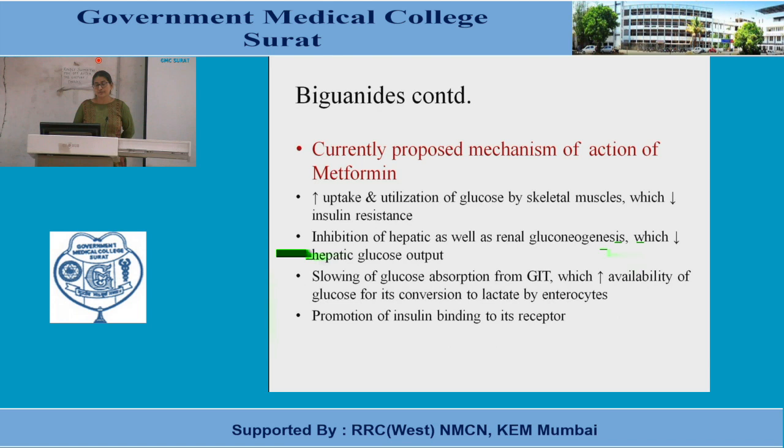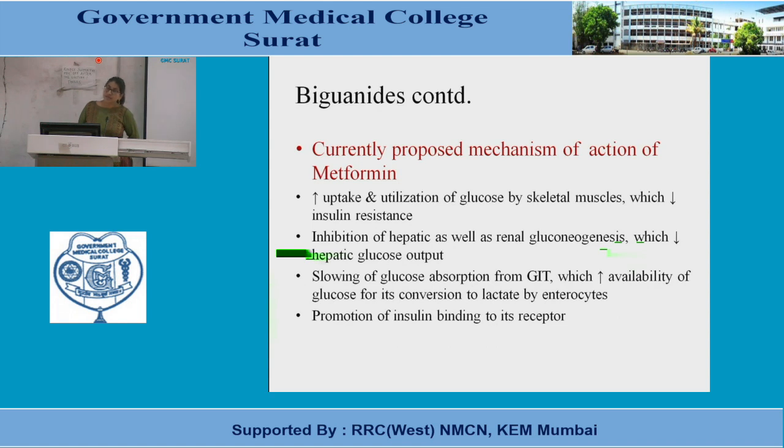So whenever there is a food intake, there is absorption and an increase in the level of glucose in the blood, and there will be increased uptake and utilization by the skeletal muscles. So when this is being done, the resistance to insulin will be decreased. There is also inhibition of hepatic as well as renal gluconeogenesis. So that in itself will decrease the hepatic glucose output. So gluconeogenesis, which is the major source of glucose output, is inhibited.